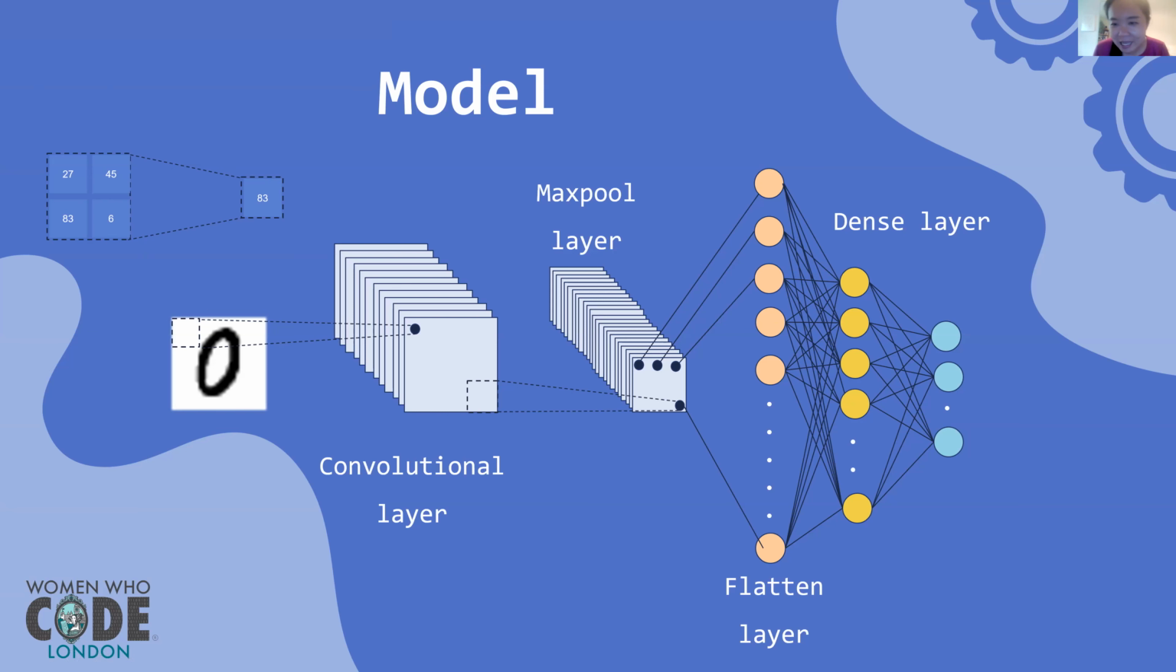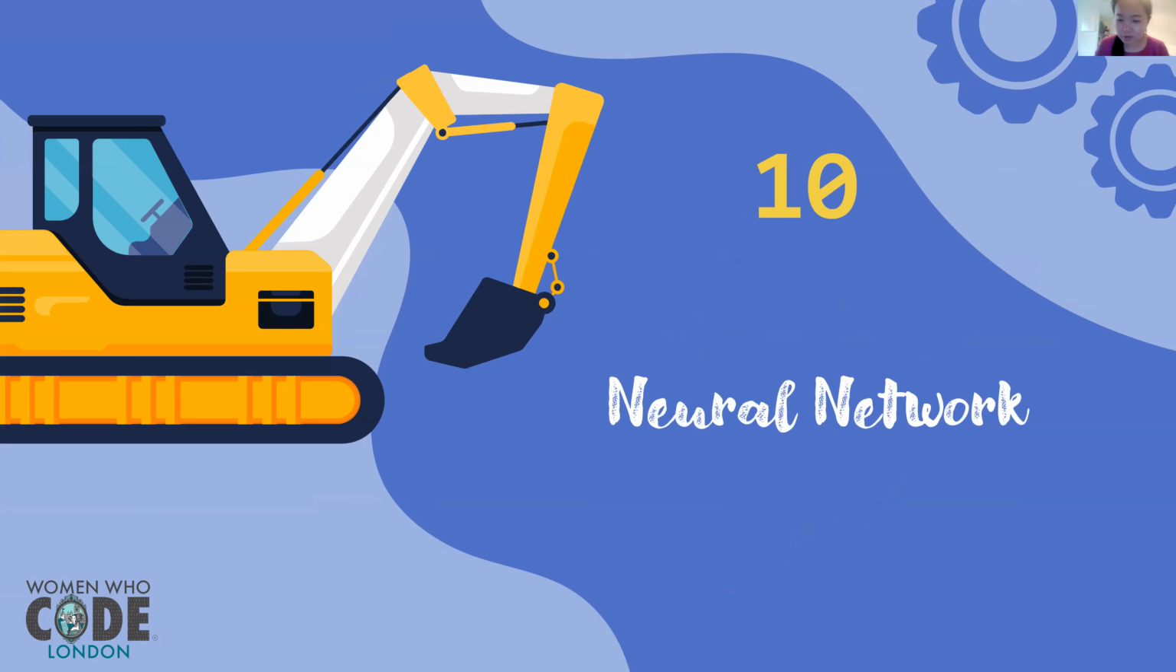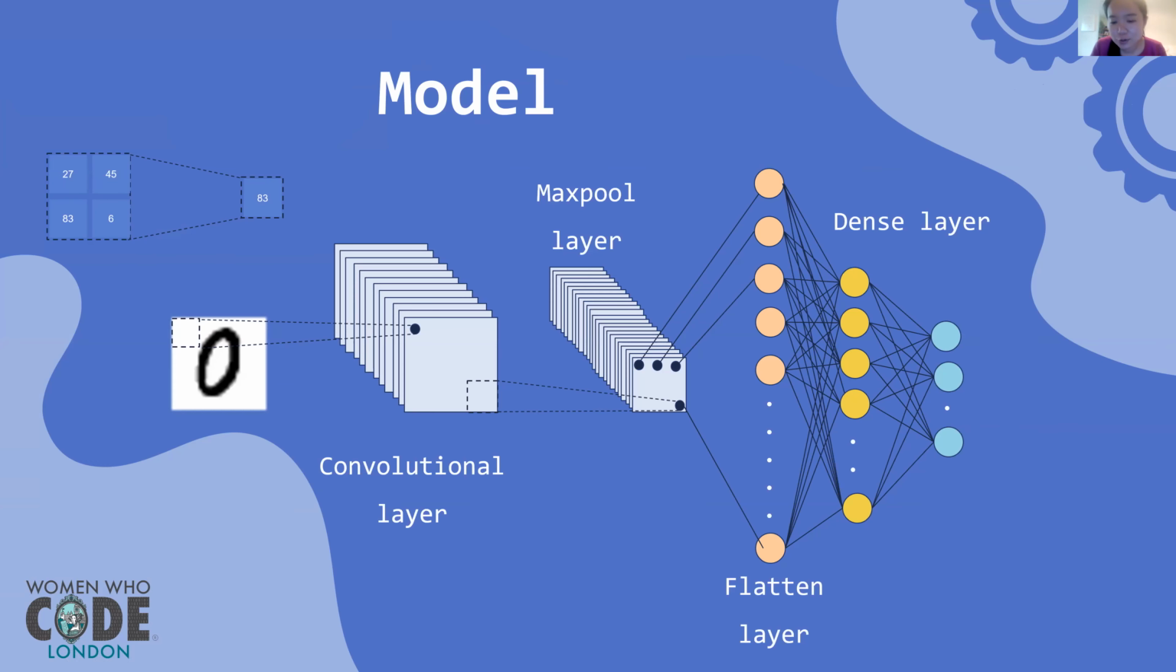And then I calculate it and get some yellow nodes on the right side, which is called the dense layer. And then I keep calculating to the blue dot, which comes to a result of whatever I want. So a neural network is just layers after layers of nodes, a way to calculate things.